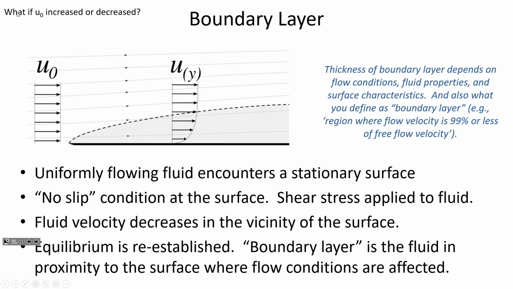So we've already addressed what would happen if you increased or decreased this upstream velocity. If you increase the upstream velocity, the boundary layer thickness, in terms of how far away from the surface you have to go to see that 99% of the free flow, would get smaller. If you decrease the velocity, then the boundary layer would get thicker.